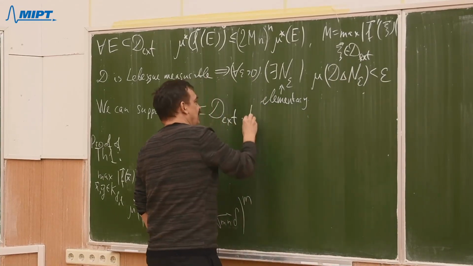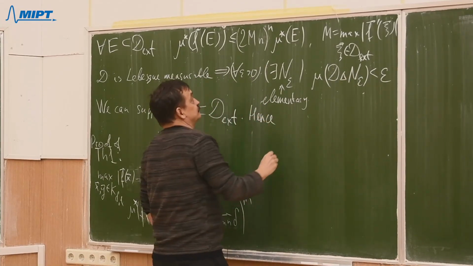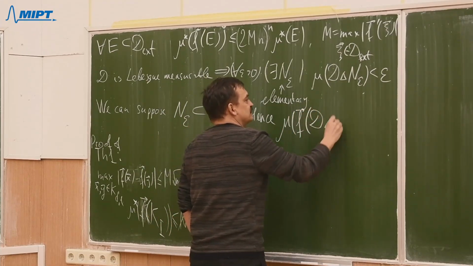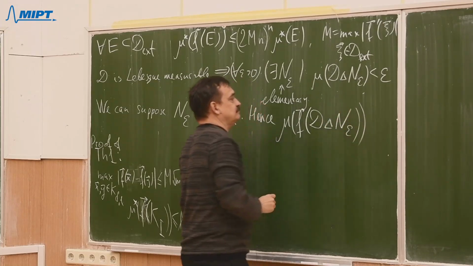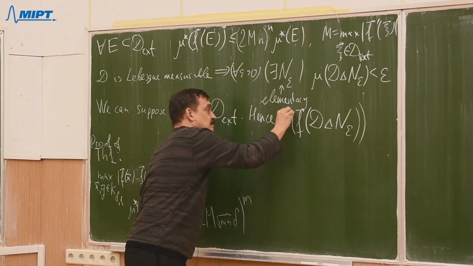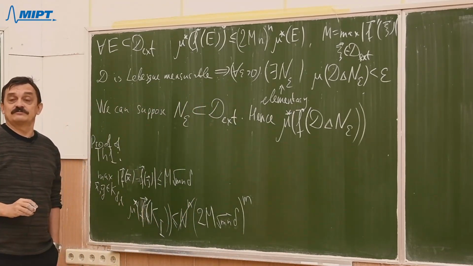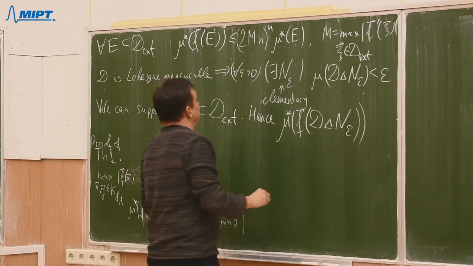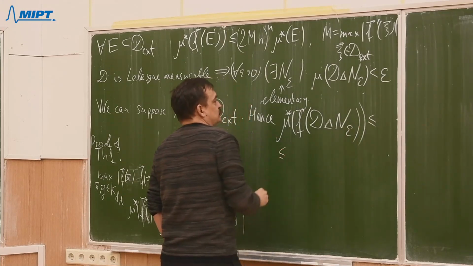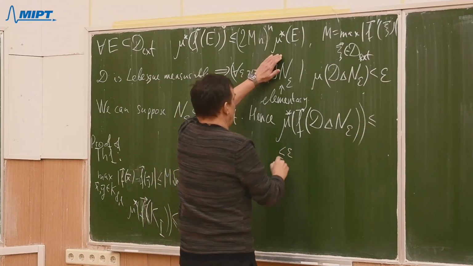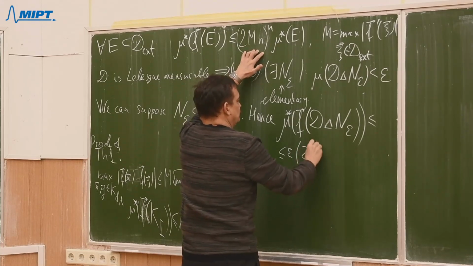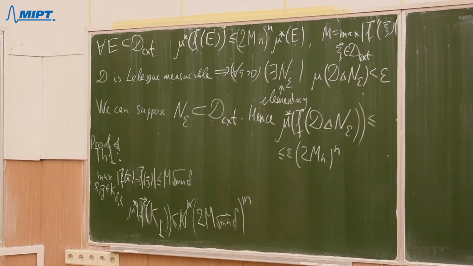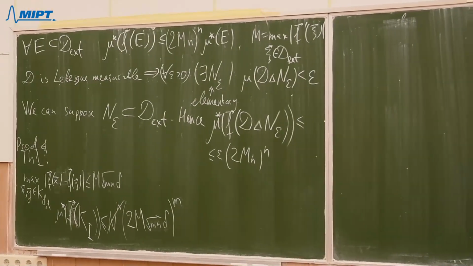So I can suppose this, and after that I can consider, hence, I can write mu of the image of this, now outer measure, of course, because I don't know if it is measurable or not. It will be less or equal than what? Epsilon times this constant, 2m to the power n. Okay?